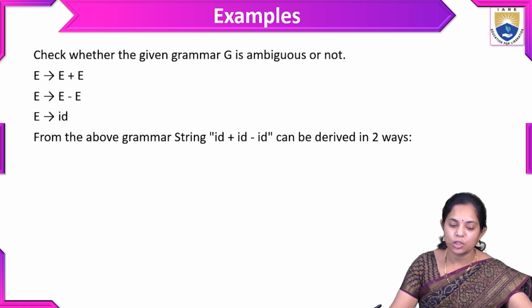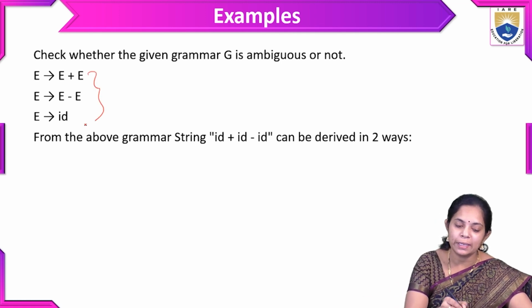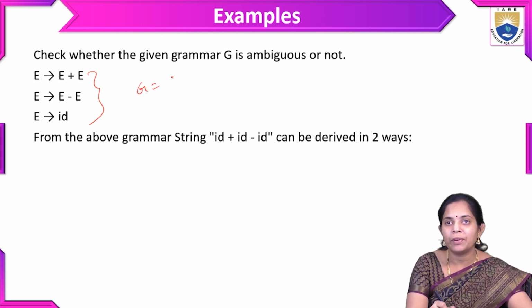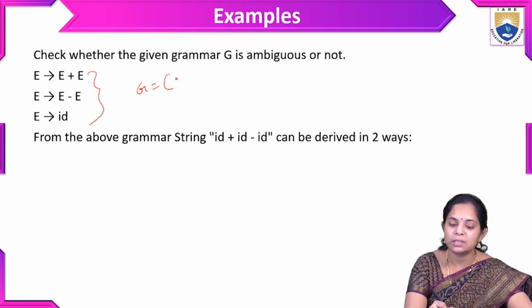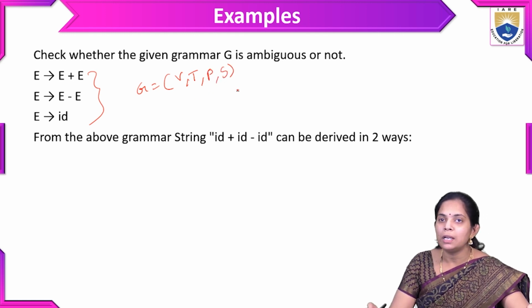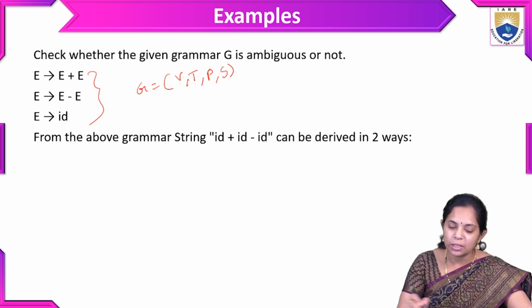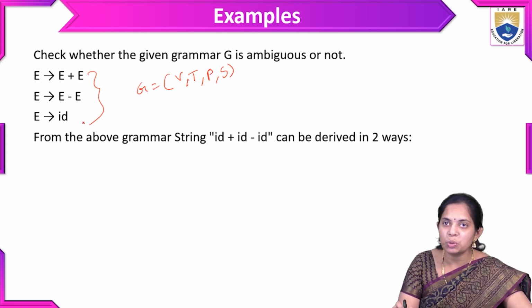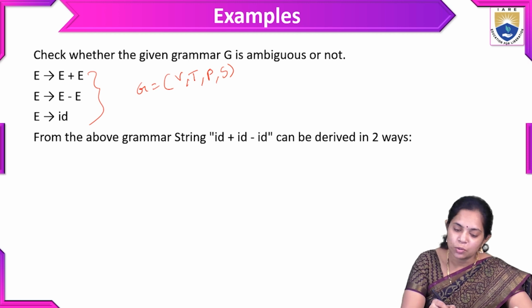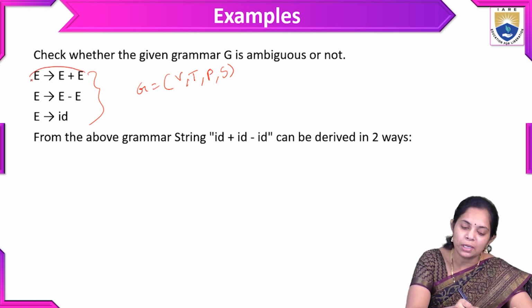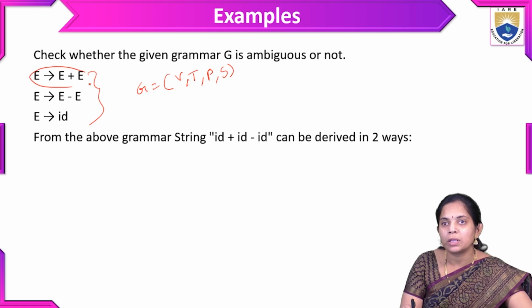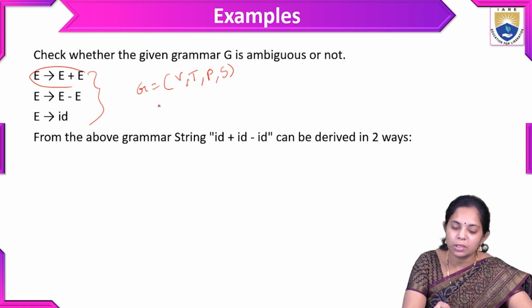We have taken these production rules of E. Let me write this grammar. A grammar is a four-tuple: V, T, P and the start symbol S. For this production rule set, V has only the capital symbols, which are the non-terminals. So the non-terminal is only E.